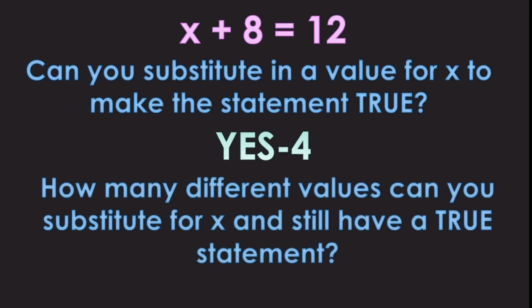So now my question is, how many different values, meaning what other than 4, can you plug in there and still have a true statement? Is there anything else I can put in there that would make my statement true? No. Just the number 4. That is the only thing that you can plug in. So sometimes the value of x is just that number. There's nothing else that will work.